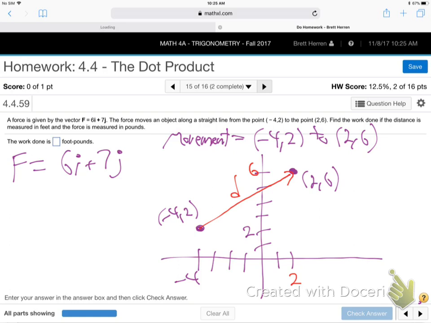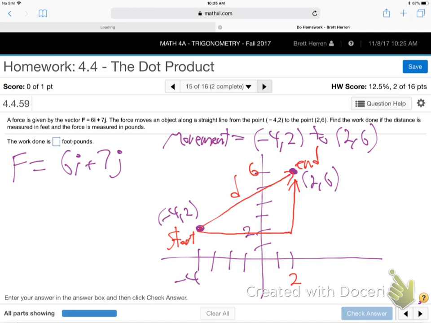Does that make sense? The i and the j components of that distance. So how far to the right and how far up, what's the i, what's the j for that distance vector? So can we do that? How far is it to the right? It started here. It ended here.